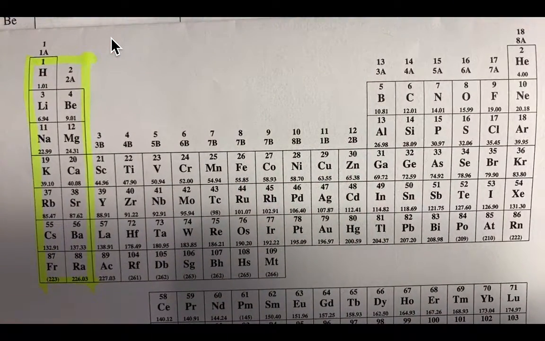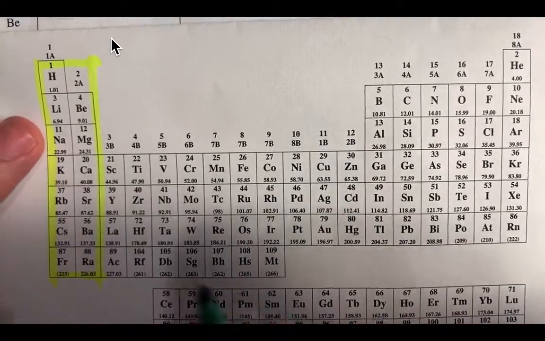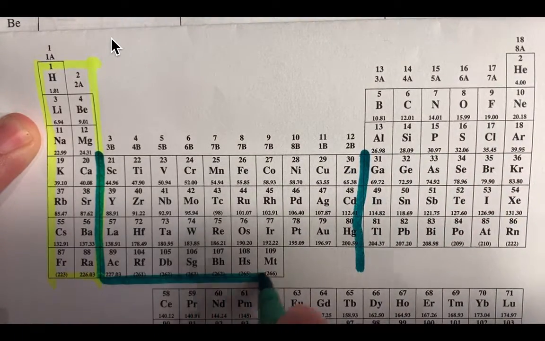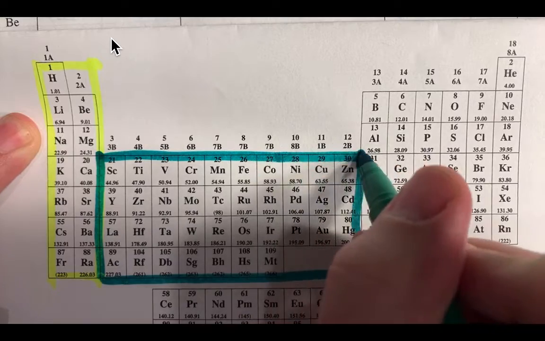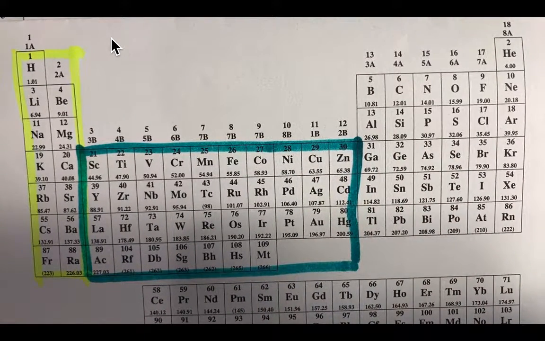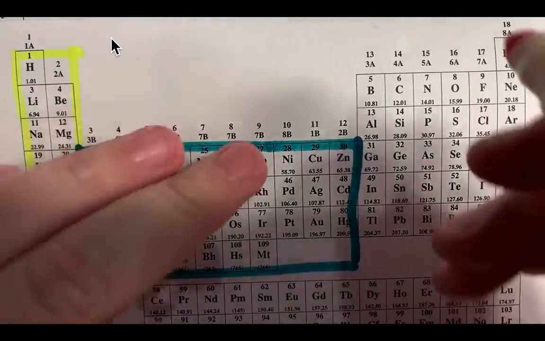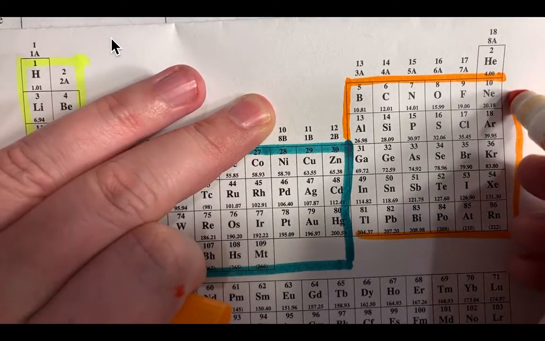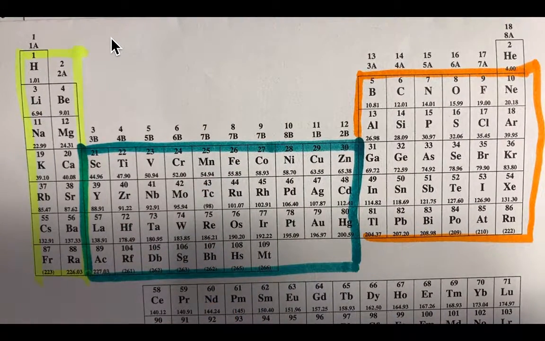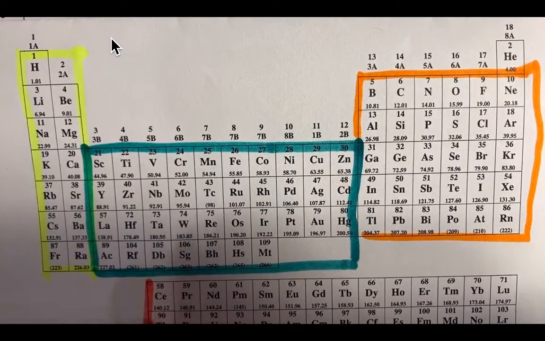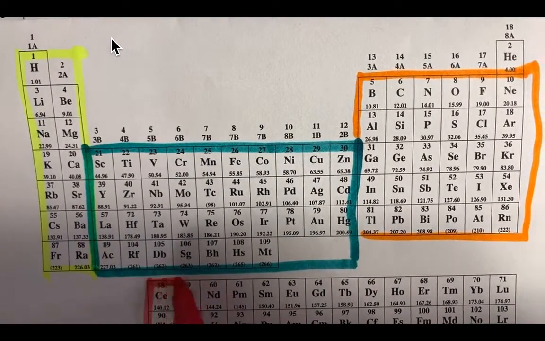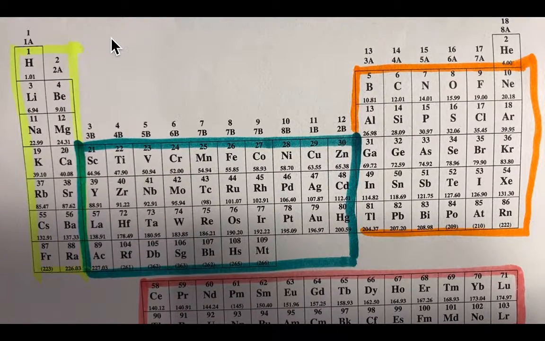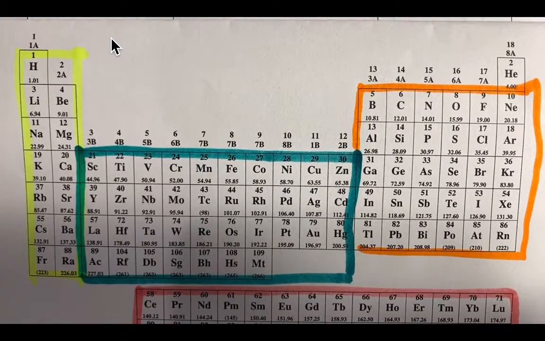These first 2 columns, this middle group of 10 columns, these last 6 columns, and then those guys down there at the bottom. Okay, once we've done that, I can put some labels on these.